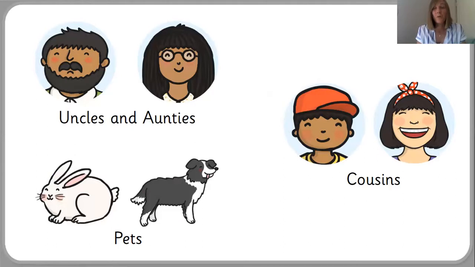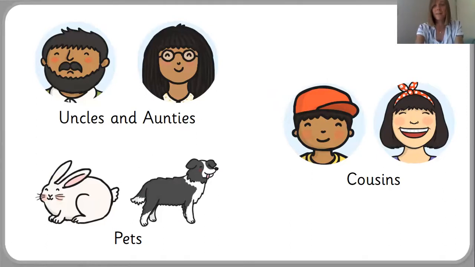Now, not all of the people in your family might be people or humans. You might have some pets as well. I've got a dog called Buddy, and I really miss seeing my nanny and granddad's rabbit at the moment. So I'm going to try and make a family tree of as many people in my family as possible.